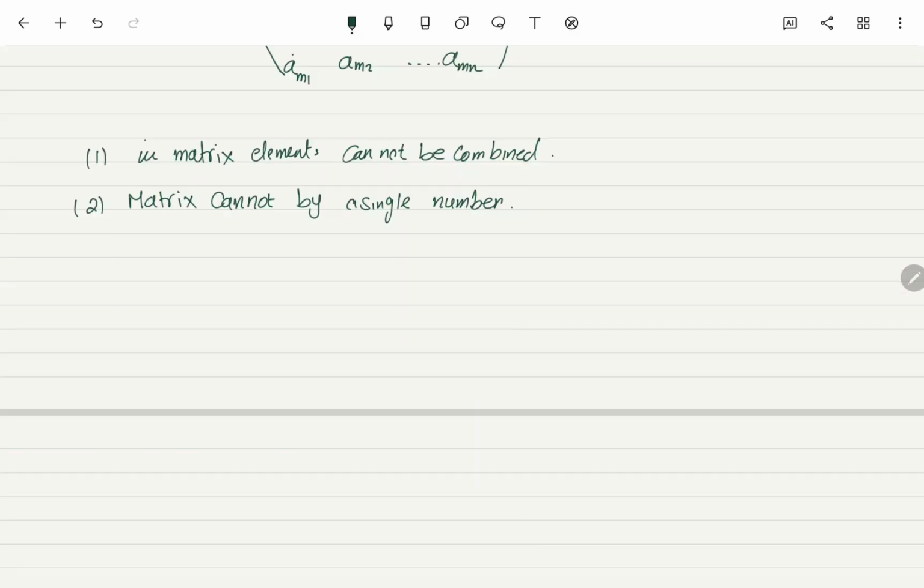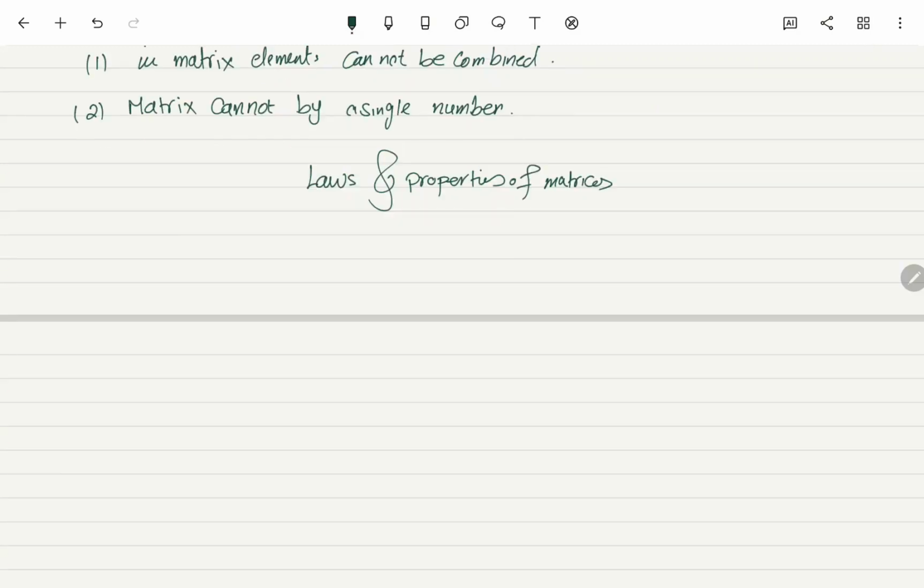Let's start with laws and properties of matrices. The first property is equality. Matrix A equals matrix B if and only if each element of matrix A equals each element of matrix B. So matrix A equals matrix B if Aij equals Bij for all values of i and j. This includes that A and B have to be the same order.